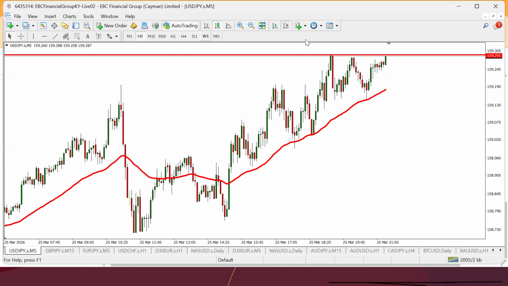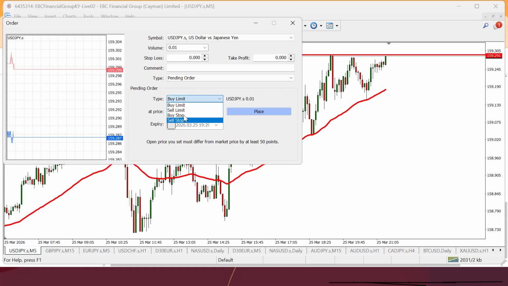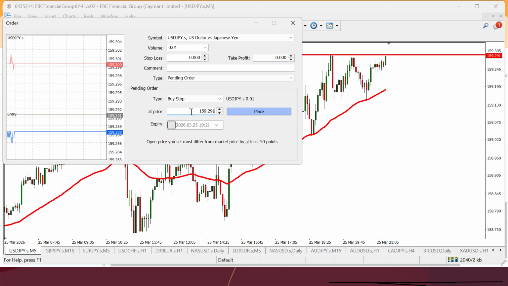So based on this, I can go for my buy stop. I can say, you know what, I don't have time to wait. As long as price retraces from this place to the downside, and this is the highest place that price was, even before price gets here, I can decide to go for a buy stop at 159.291. My stop loss for this trade is either going to be around this level or this level.